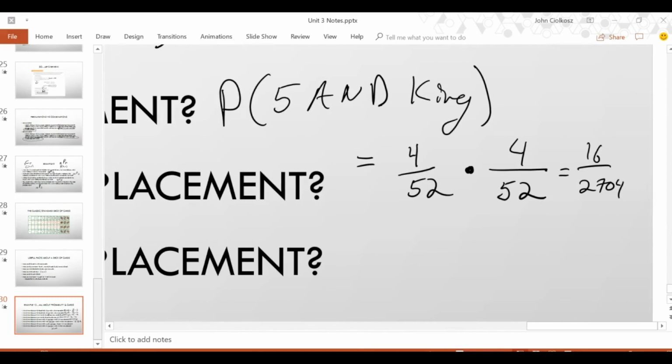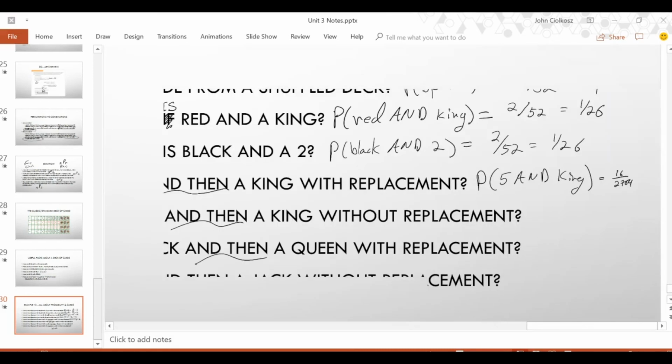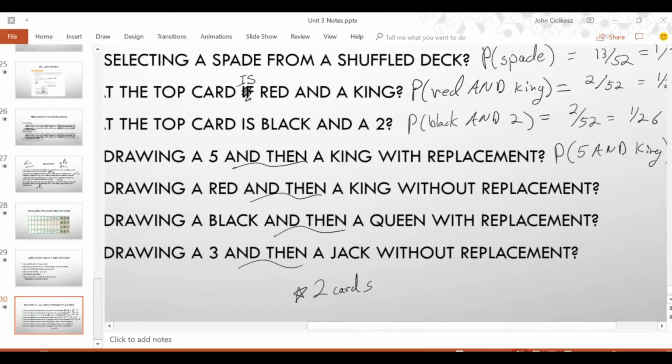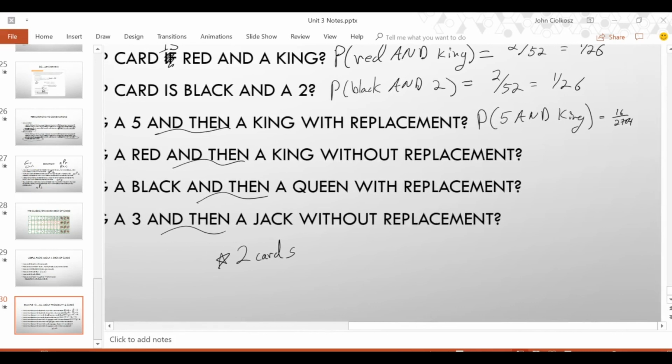All right, I'm going to erase that in a moment here just so I have room to write the next one. Just going to write the answer up here. All right. There we go. Probability drawing a red and then a king without replacement. So for our next one, we're looking at the probability of red and king. So again here, we're picking out 2 cards.